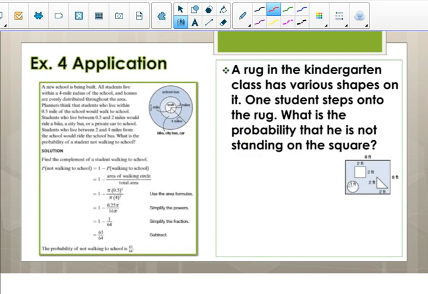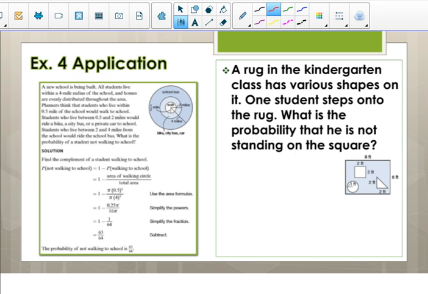And the last question here, an application. A rug in the kindergarten class has various shapes on it. One student steps onto the rug. What is the probability that he is not standing on the square? Okay, so this is a complement one. So what we need to do is the same thing as what we just did on the previous ones. I need to find out the probability of getting on the square.